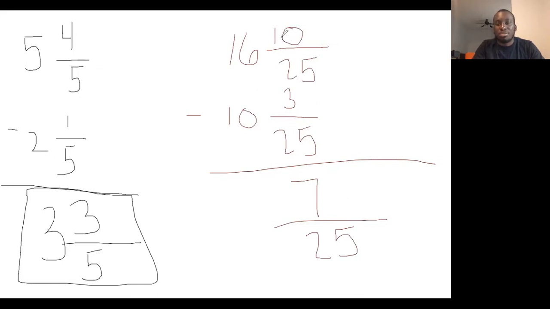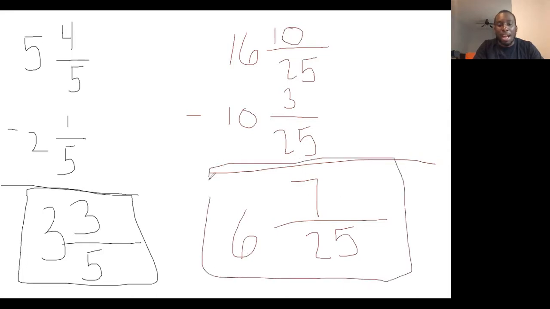And now I'm going to subtract my whole numbers. 16 minus 10 equals 6. So my final answer, I'm going to circle it or box it, which is 6 and 7/25. And that is my final answer. I'm going to clear my screen and stop sharing my whiteboard in 3, 2, and 1. There you go.